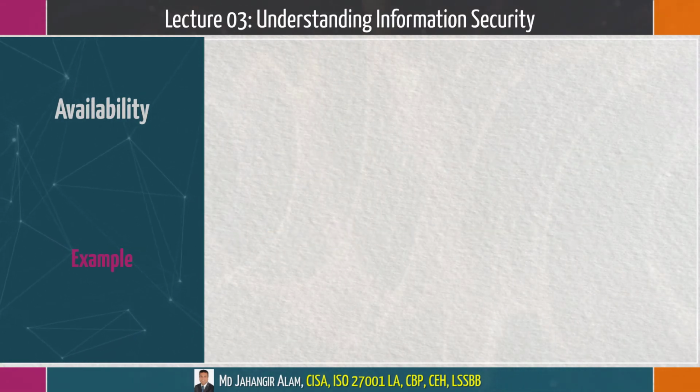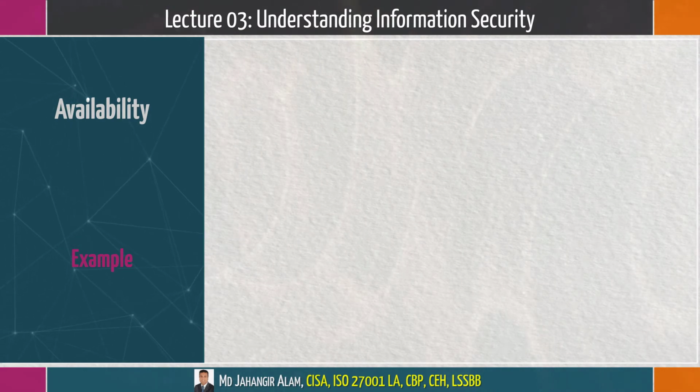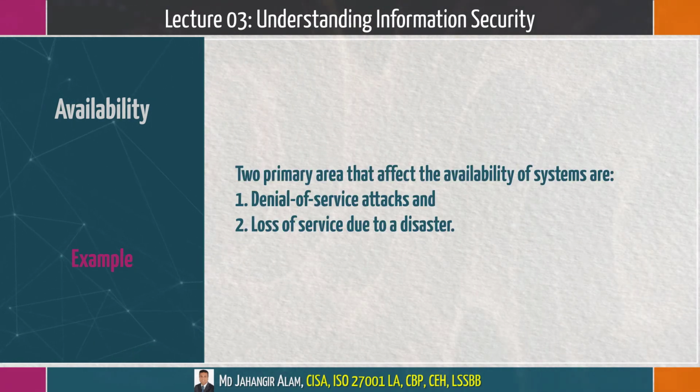Here are some examples of availability. Two primary areas that affect the availability of systems are 1. Denial of service attacks, and 2. Loss of service due to a disaster. Disaster may be human-made, like unfortunate capacity planning results in a system crash, outdated hardware, and poor test results in a system crash after an upgrade. Examples of natural disasters are earthquakes, tornadoes, blackouts, hurricanes, fire, and flood.